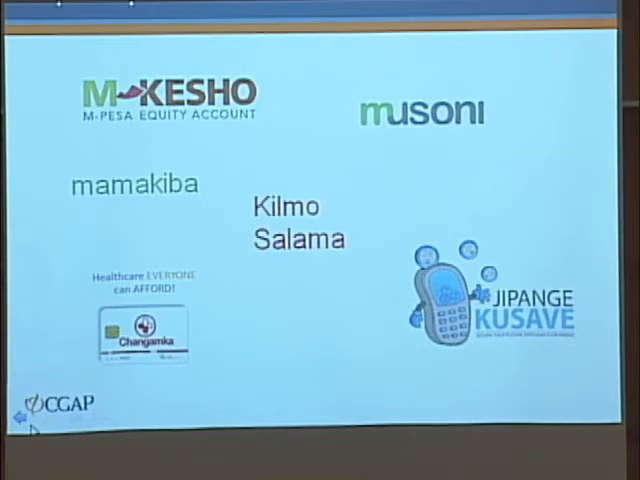So you have M-Kesho, which is a savings account linked to M-Pesa. A lot of people were leaving balances, but they were not earning interest because a mobile network operator is not a bank and cannot give interest. So they could now move it to a bank account and earn interest and then do other things with it. And Musoni is a microfinance, a microcredit lender that's entirely on the M-Pesa platform.